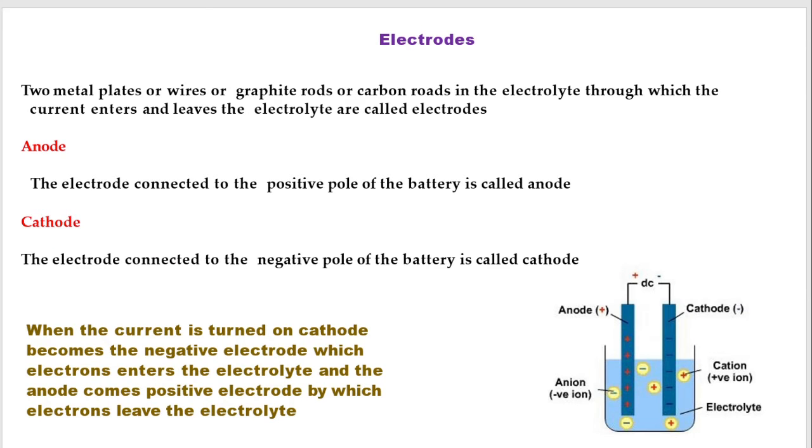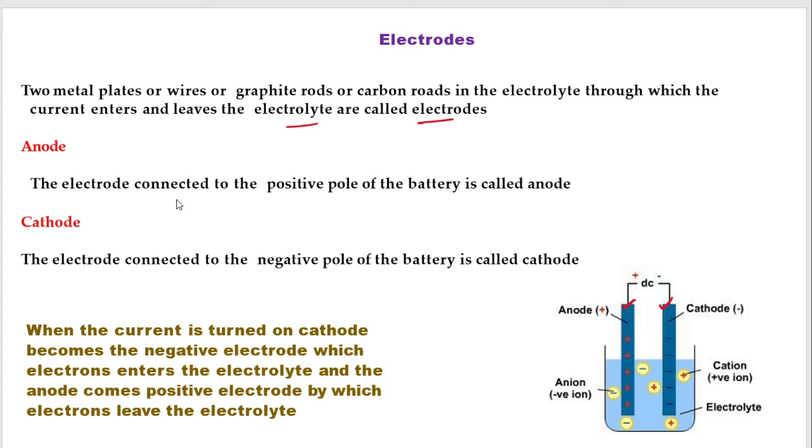Now what are electrodes? The two metal plates, see here, this one and this one, which act as a road through which the electricity can enter and leave the electrolyte, are known as electrodes. That means they will allow the passage of current to flow through. They will act as two roads where from one road you will enter the current and from the other end the current will leave through the electrolyte.